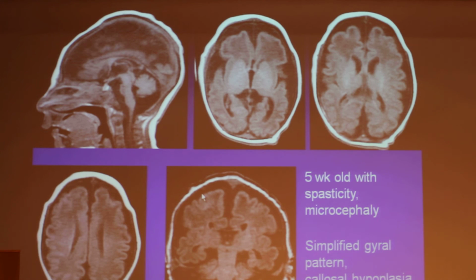Okay, this is a 5-week-old boy with spasticity and microcephaly. You can see how similar they all look. Look at the simplified gyral pattern. Many of them are associated with callosal hypoplasia or abnormalities in the cerebellum. In this case, the cerebellum is totally normal.